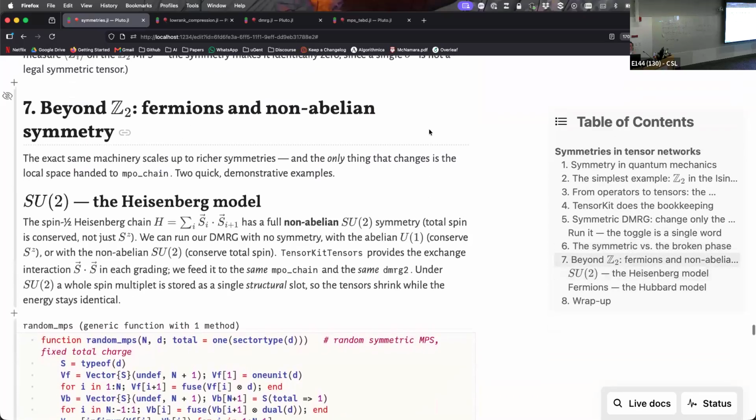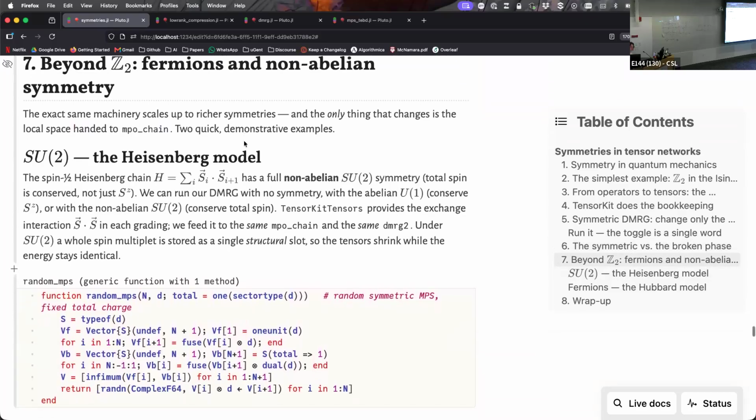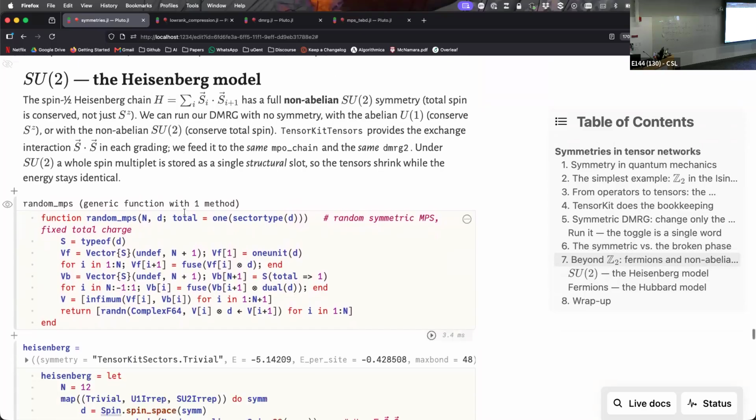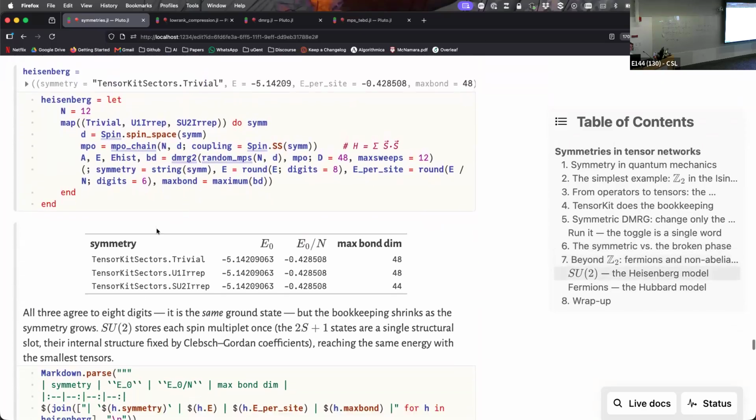So we had a brief mention of this before. If I go beyond Z2, you can do a lot more. And so one of the paradigmatic examples is, let's have a look at a non-Abelian symmetry, SU2. The Heisenberg chain in that context is typically the toy model that people look at. And you can create this with either no symmetry, or you can have a look at just conserving the U1 symmetry, which is a subgroup of the total SU2 symmetry.